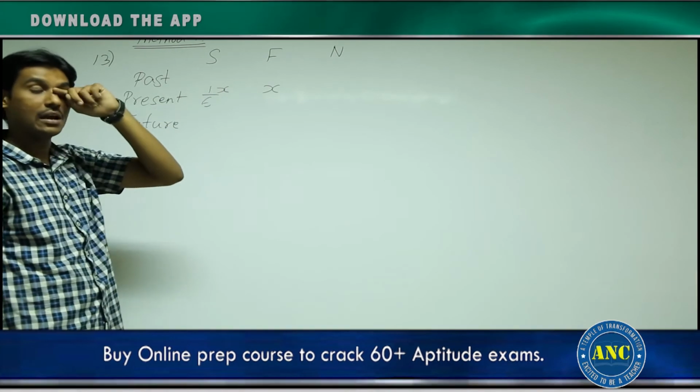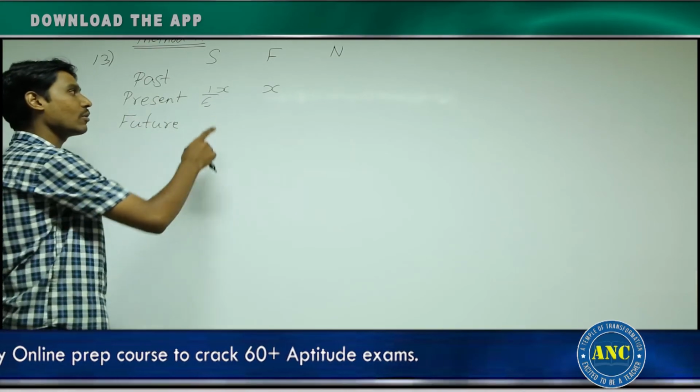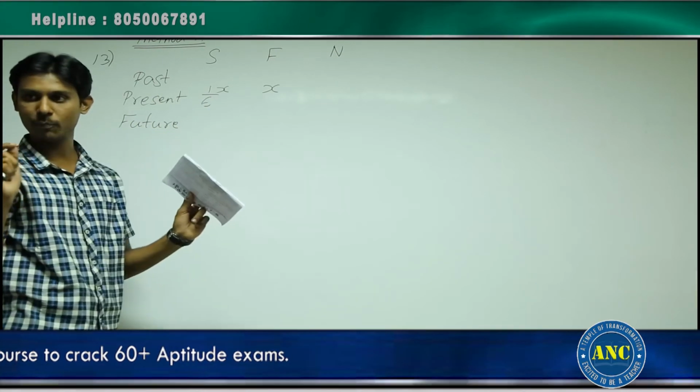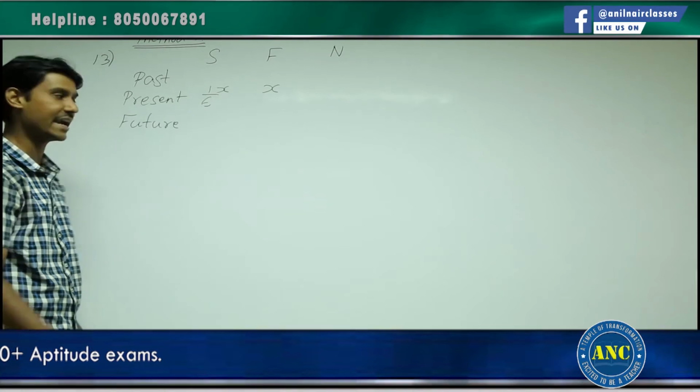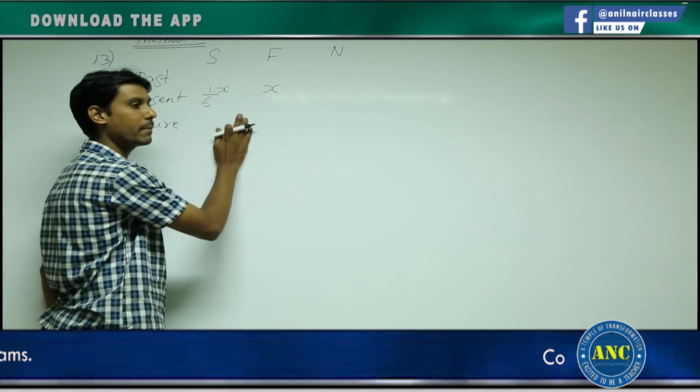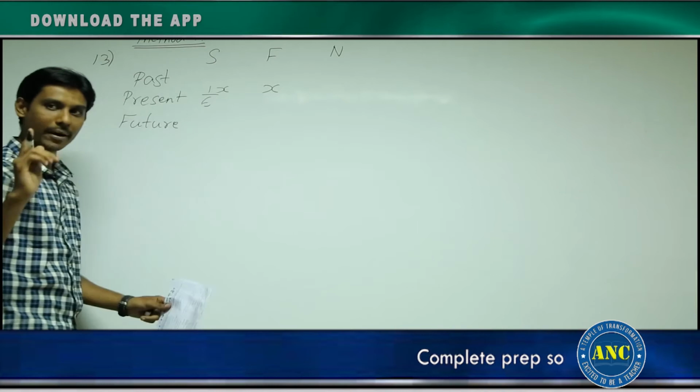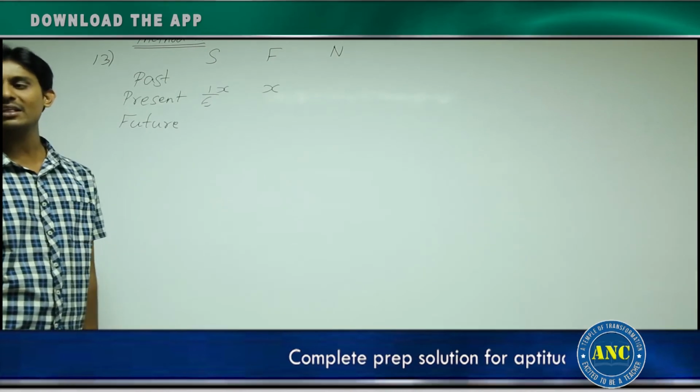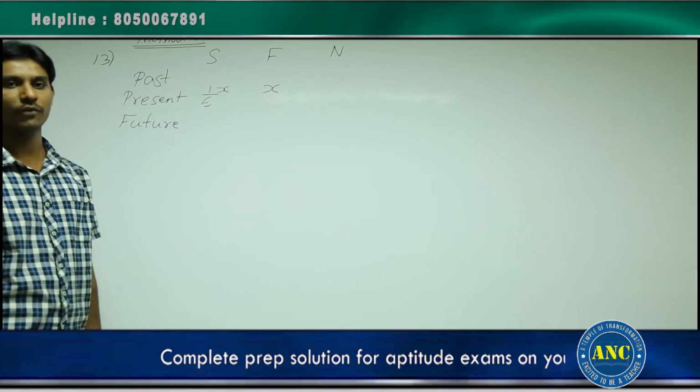24 and 6 will cancel. Take a multiple of 6 so that you will not have a fraction. Clear with that first point? First you should understand that, right? Even if you work out by taking 1 by 6 also, you get the same answer. But why am I taking a multiple of 6? Just to avoid fraction so that I can solve faster, right?